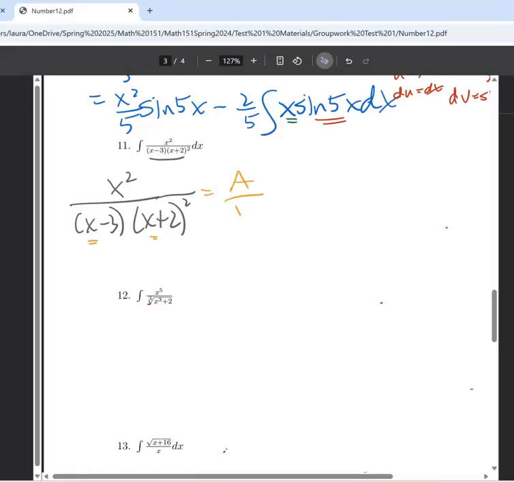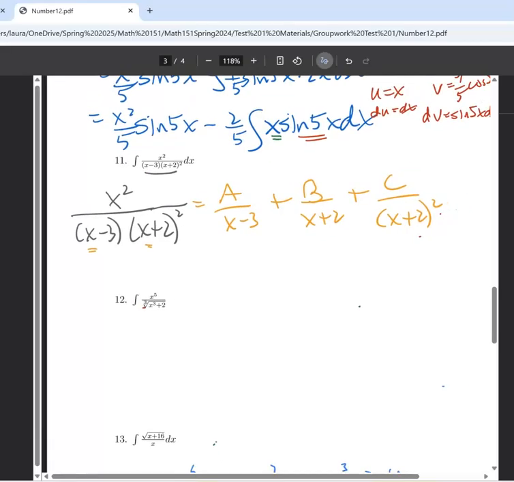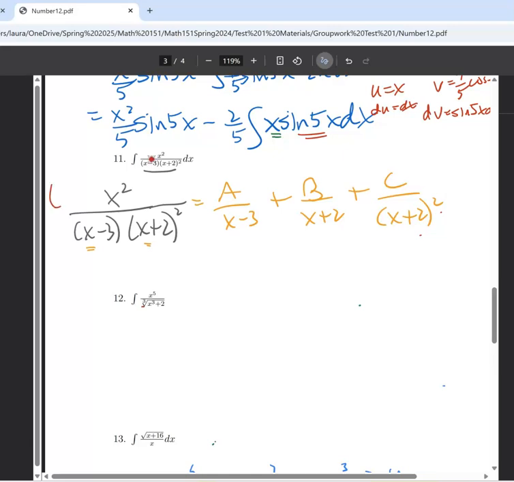So it's going to be A over x minus 3, B over x plus 2, and then C over (x plus 2) squared, because you're building up to that squared power. This one's the tricky one, so I want to make sure you're being careful. You're multiplying both sides by this denominator. So let me write it in here.